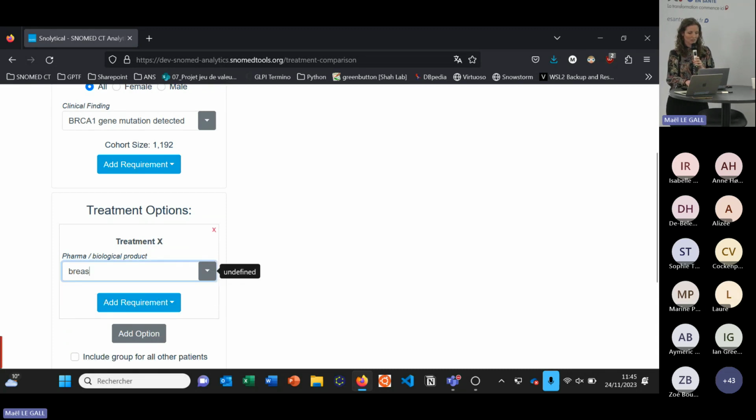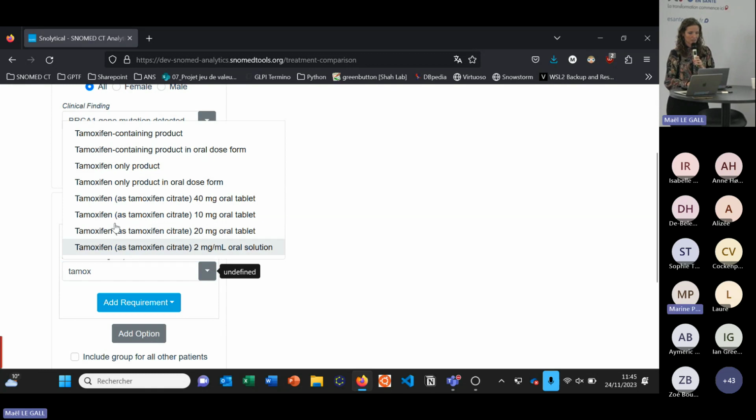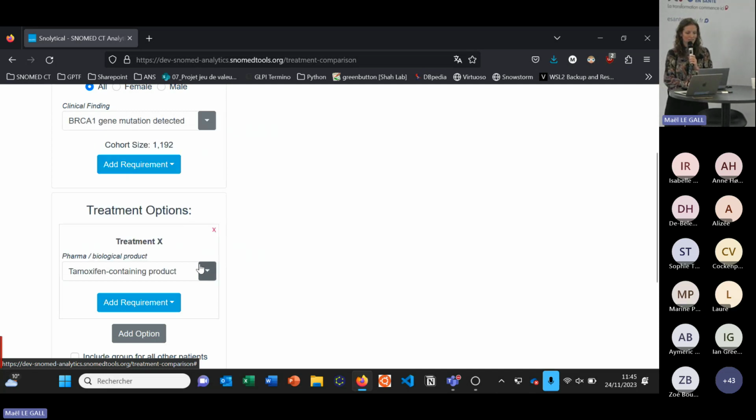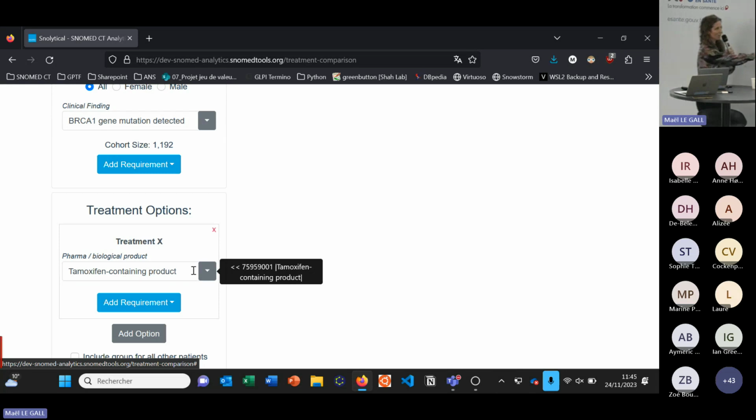Okay, just to show you, I need to remove it and then add it again. If I had typed just tamoxifen, you can see I get tamoxifen containing products. So if I was only interested in one of these, I could just say tamoxifen containing product. I wouldn't need to create that subset. If I select this here, what you will see when I hover over is that the underlying expression constraint is the descendants or self of tamoxifen containing product. So if I were the information analyst here, I wouldn't even need to care about the expression constraint language or those rules. I just want to care about the thing I was looking for.